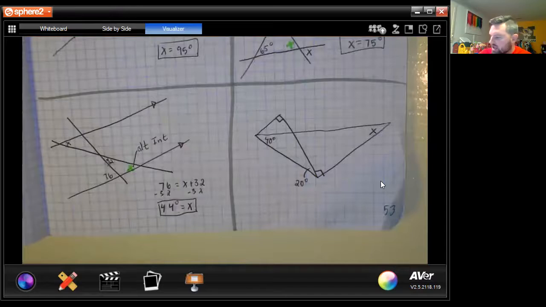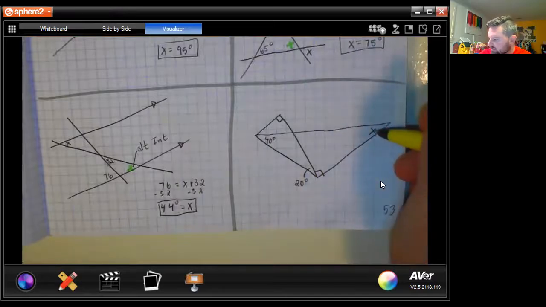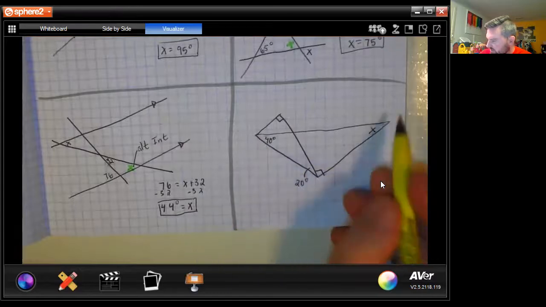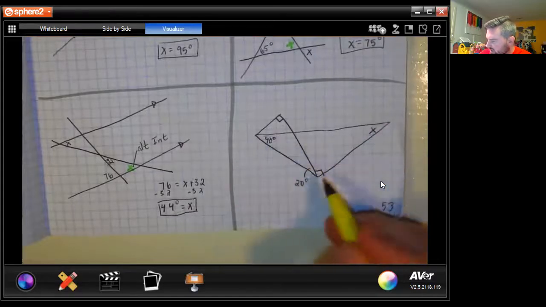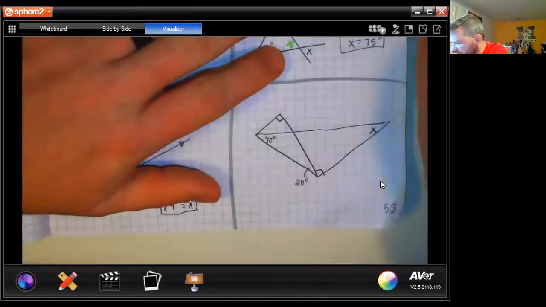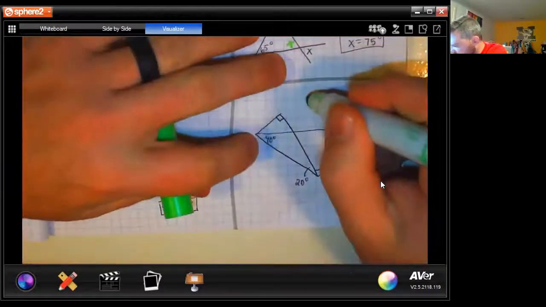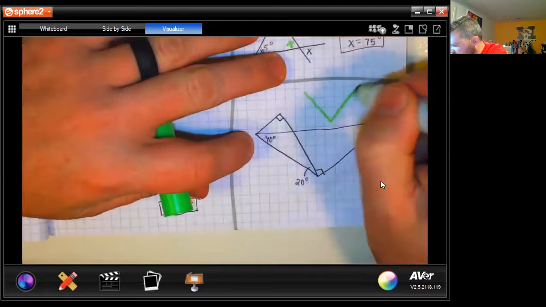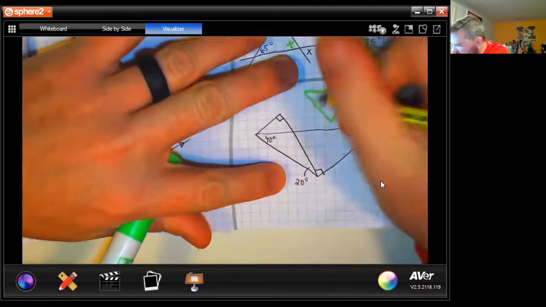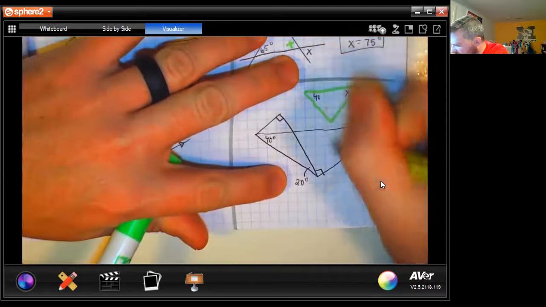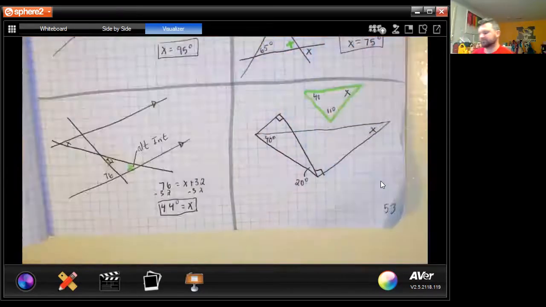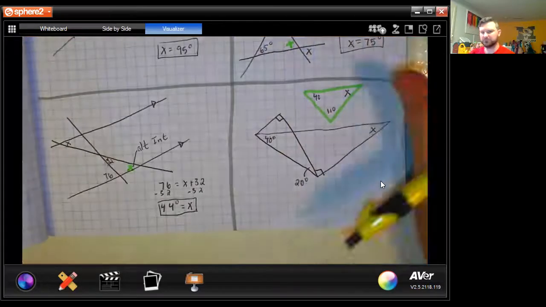So x is in this corner right here. If I follow those lines out, and this line out, and then connect them, I've got x, 40, and this is 20 and 90. So I really have a triangle that looks like this: x here, 40, and this is 90 and 20, which is 110. So I really just have that triangle.